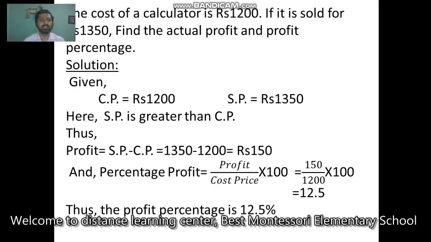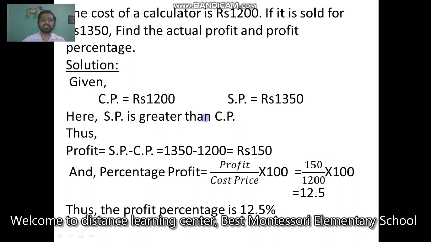Now the first numerical: the cost price of a calculator is given and the selling price is given. Now we have to find the profit and profit percentage. Actually, it's very easy. We are given the cost price and the selling price. Now we must know which one is greater first. This question clearly states that we have to find the profit. Sometimes the question may ask to find the profit or loss. In that case, we have to identify ourselves whether there will be profit or loss. That's why this is important, we must know this.